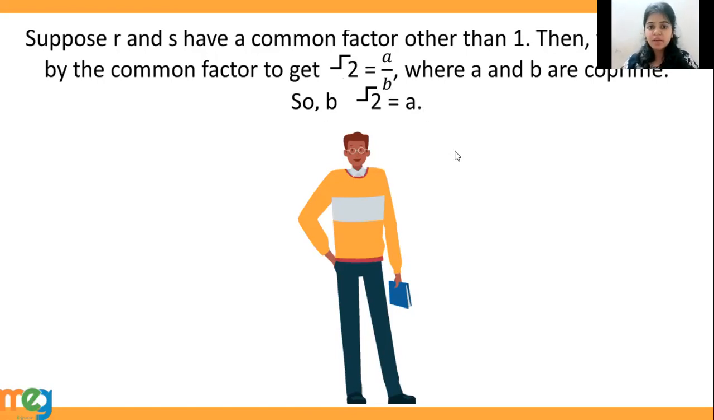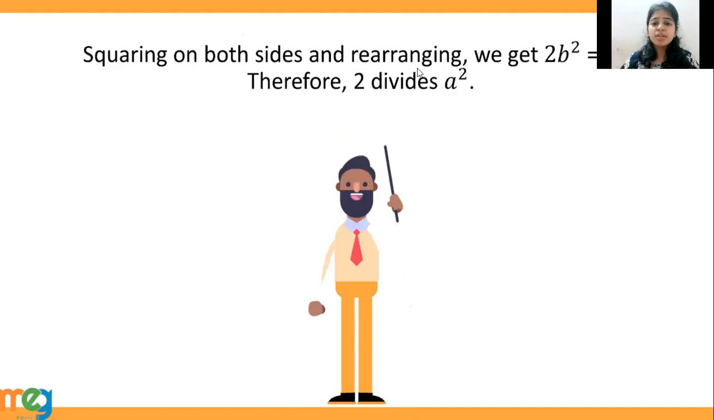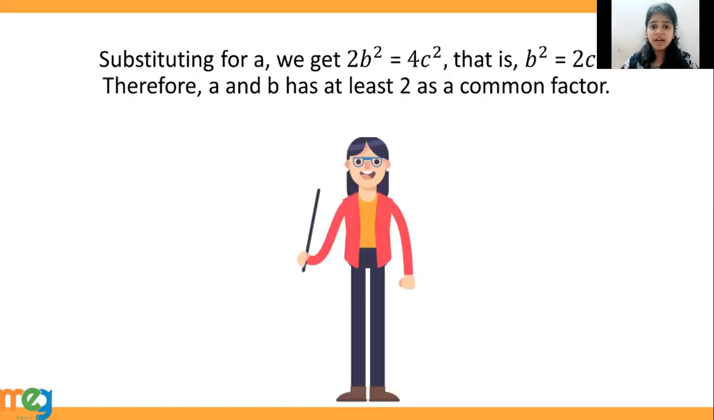Okay. Simple. Squaring on both the sides and rearranging, we get root 2 into root 2. You know what it is? Root 2 into root 2 is 2. And b square, b was already there, root 2 b was there. So b into b becomes b square, and on the right hand side it was a, and squaring that becomes a square. Therefore, 2 divides a square. So what they have done now is substituting for a, we get 2b square is equal to 4c square.